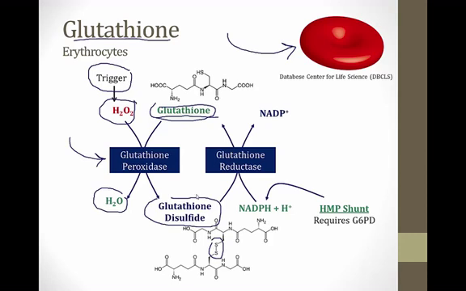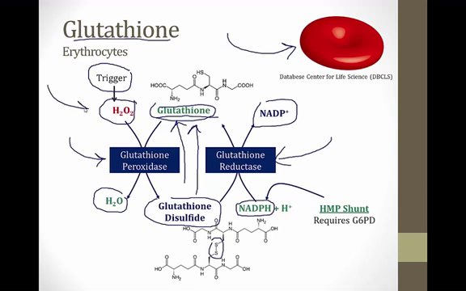The glutathione disulfide can then be regenerated back into glutathione by an enzyme called glutathione reductase, but this enzyme requires NADPH. It converts NADPH into NAD+. If this process occurs as it should, then glutathione is constantly regenerated and is available to defend the red cell against damage from hydrogen peroxide.